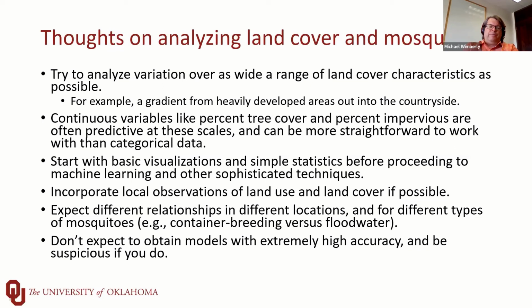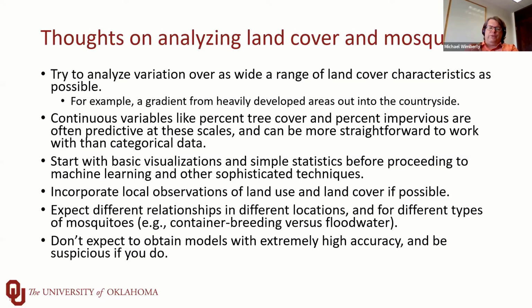This is something I always tell my students: don't overlook basic visualizations, simple statistics, and correlations before you go stampeding to put everything into a big machine learning algorithm and see what comes out the other end. Incorporate local observations of land cover and land use too. If you're out there collecting mosquitoes, you can see those details of land cover. You can see where there is trash that might create artificial breeding sites. You can see where in your neighborhood water tends to pond. So factor that in.